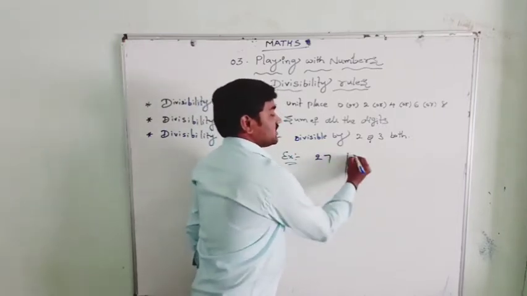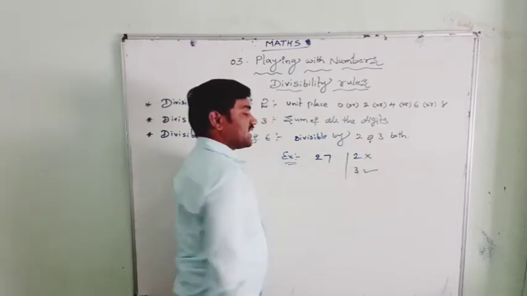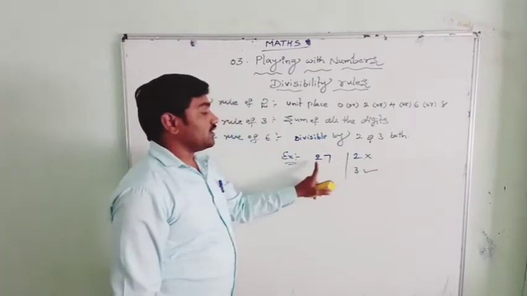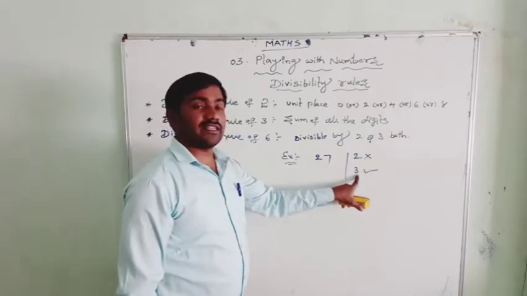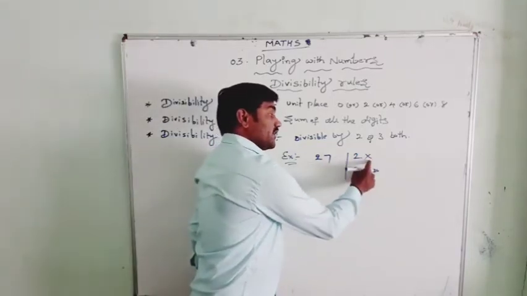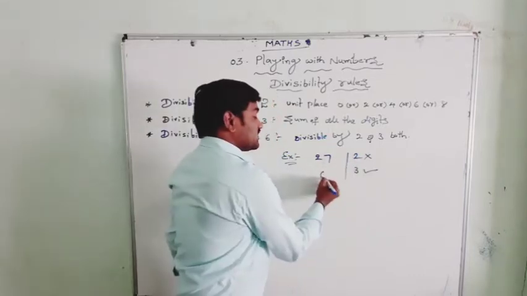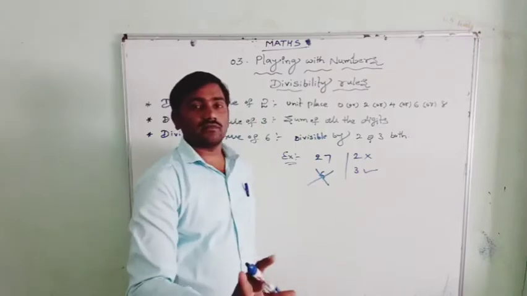Now 27, suppose. Is this 27 divisible by 2? No. Is it divisible by 3? Exactly, it is divisible by 3. 2 plus 7 is 9, and 9 is divisible by 3. So see that this 27 is divisible by 3. It is not divisible by 2. Hence it is not divisible by 6.